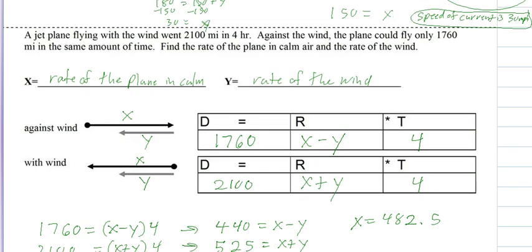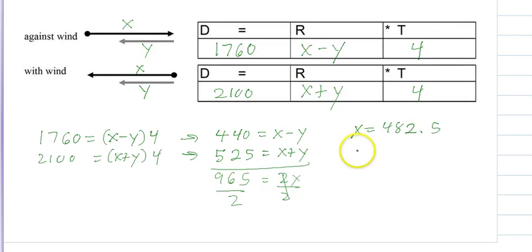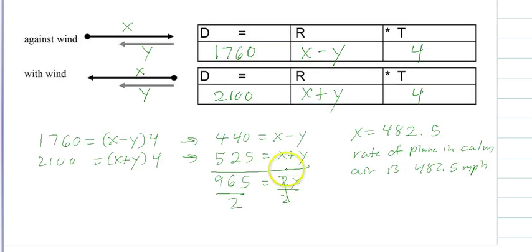And what does x stand for again? It's the rate of the plane in calm air. So the rate of the plane in calm air is 482.5 miles per hour. Make sure there are miles here. Yep, miles per hour.